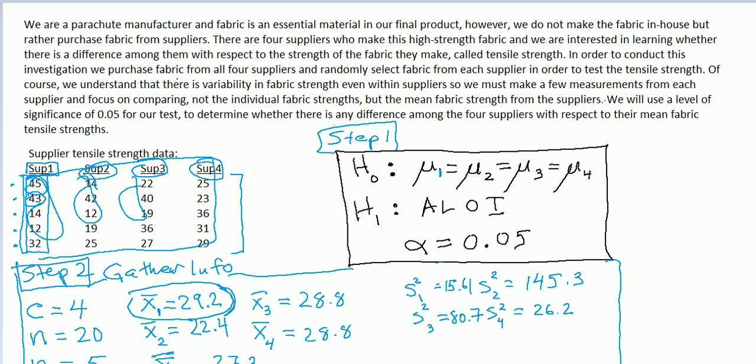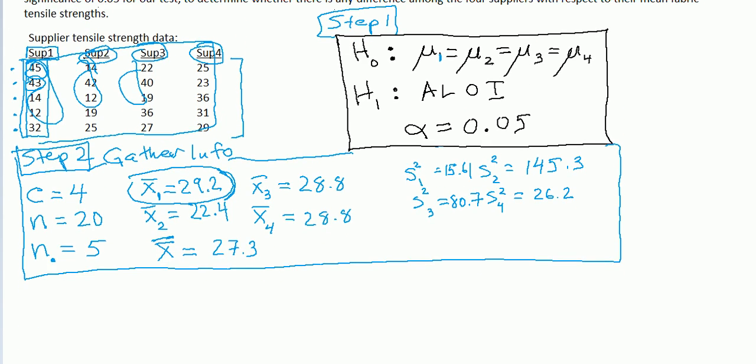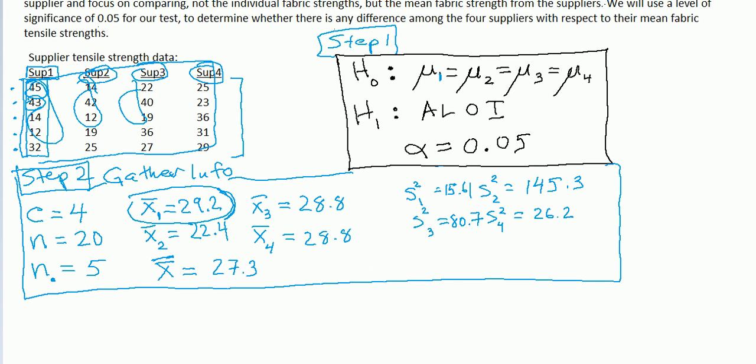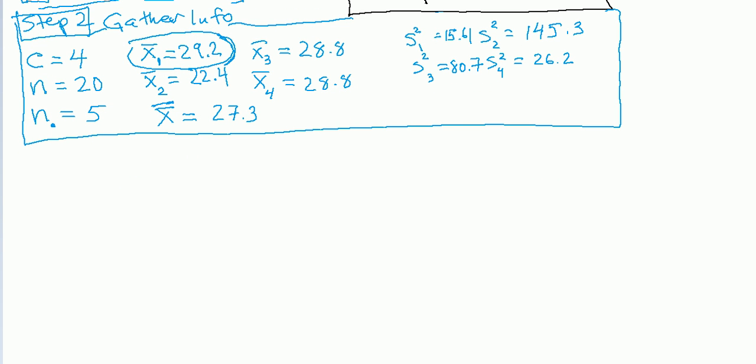Hi, welcome back to step 3 of our one-way, one-factor ANOVA problem on parachute fabric. Step 1, hypothesis test. Step 2, gather information. Step 3, we're going to get the actual value for our test statistic, which is going to take us home.